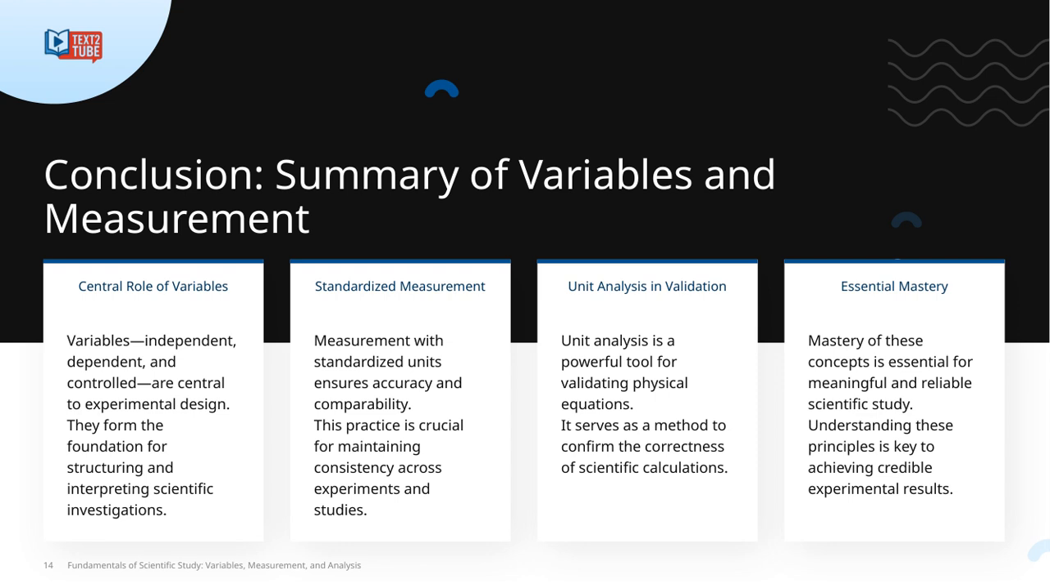Next, measurement with standardized units plays a vital role in maintaining accuracy and enabling comparison across different experiments and studies. Using consistent units ensures that everyone is on the same page and that our data is reliable. And at the heart of experimental design are variables, specifically independent, dependent, and controlled variables. These are the building blocks that help us structure our investigations and interpret the outcomes effectively. So mastering these principles, unit analysis, standardized measurement, and the understanding of variables is fundamental to achieving scientific accuracy and integrity in our work.